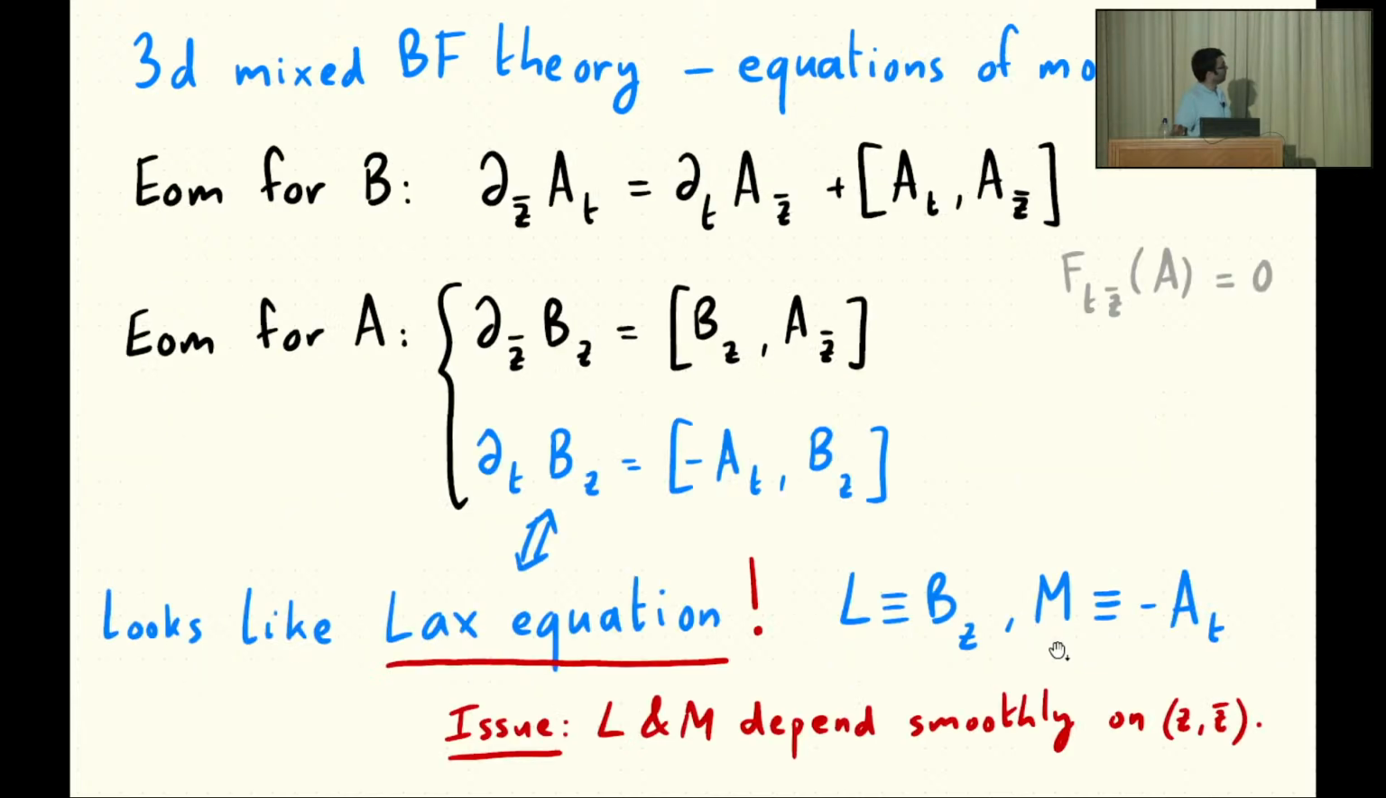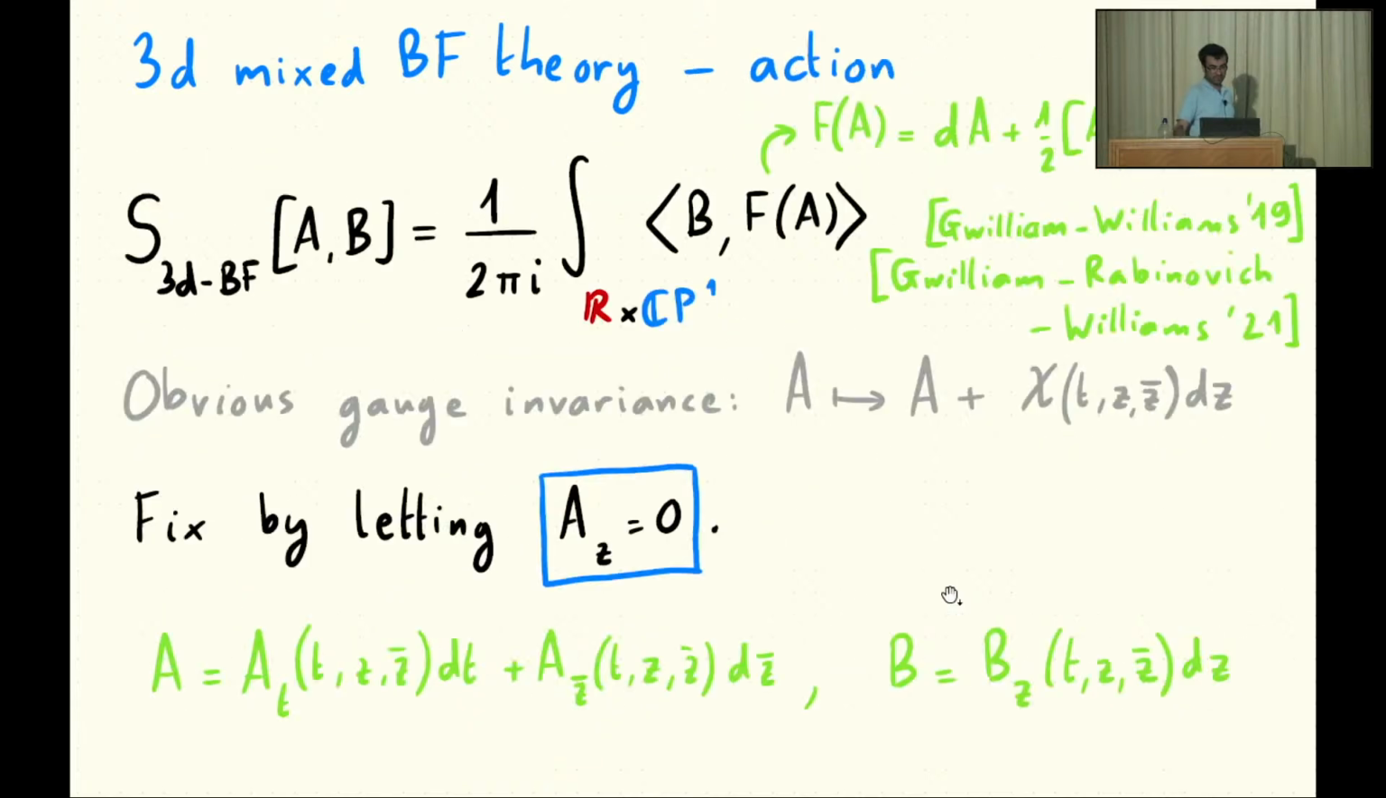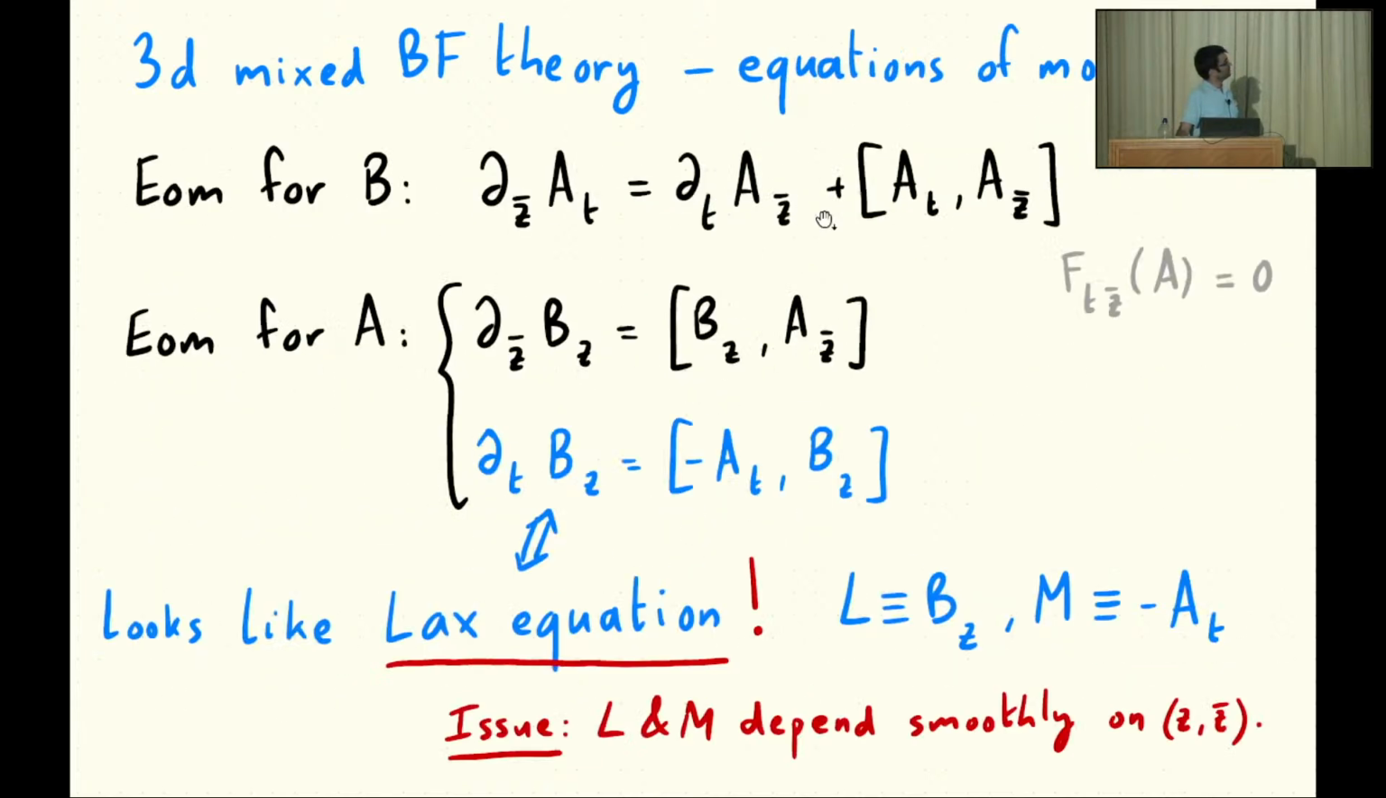Okay. So the equations of motion are easy to derive. For B, it's trivial. You just get the curvature of A. So that's this equation for B. And for A, you find these equations of motion. The first striking thing you notice is that this looks a lot like the Lax equation for a finite dimensional integrable system, if you identify BZ with the Lax matrix, and M with minus AT.